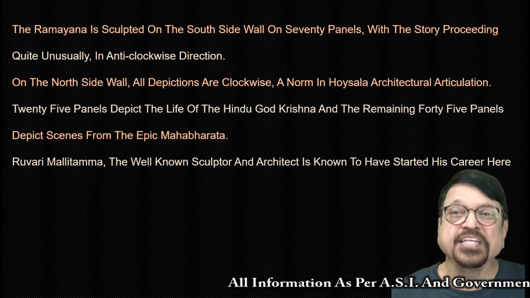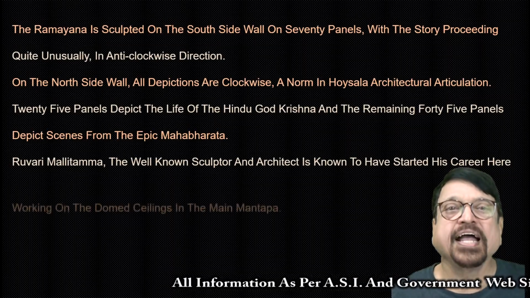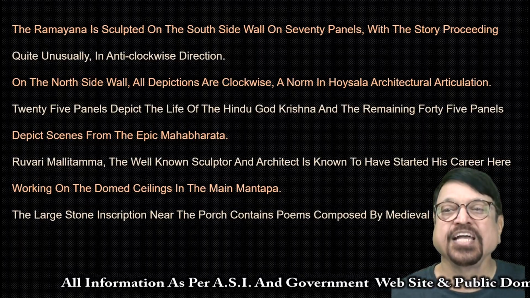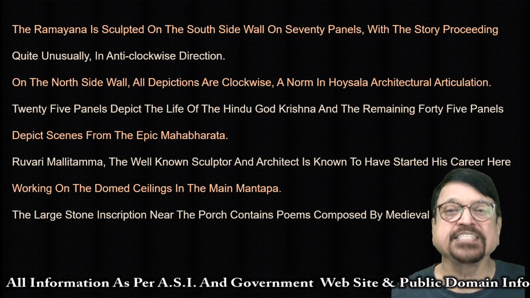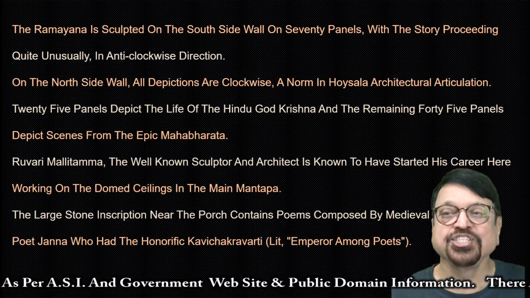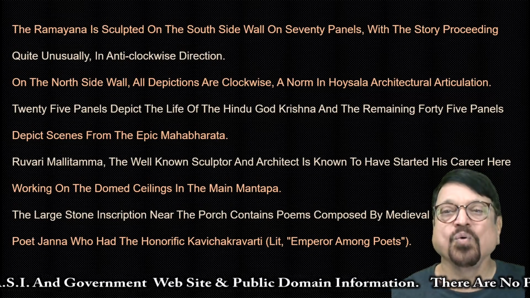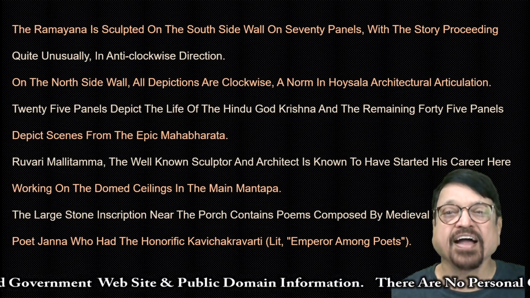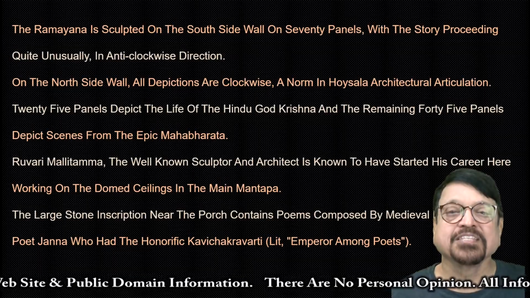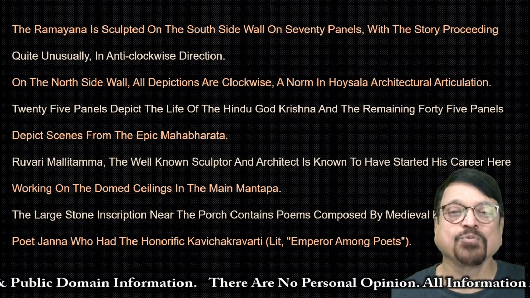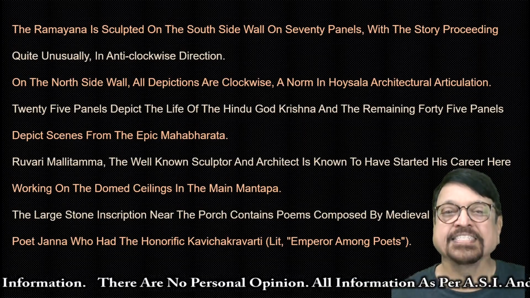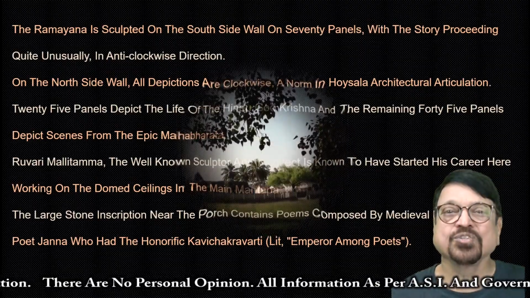Mallitamma is a well-known sculptor and architect who is known to have created all these things, and his influence you can see here. A large stone inscription near the porch contains poems composed by the medieval Kannada, that is the old Kannada language, poet Janna, who was honoured as Kavi Chakravarti. Chakravarti is a Samrat, or the highest as far as poems are concerned. He will be called Kavi Chakravarti. If it is a warrior, he will be called only Samrat. So that you will find here.